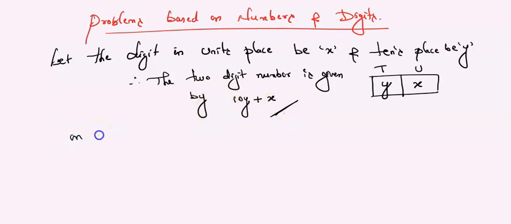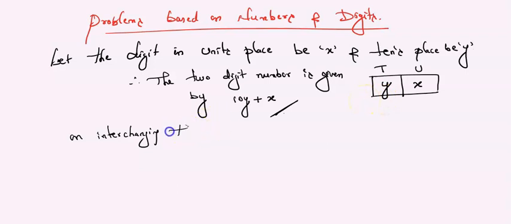Now on interchanging, they will give you this case. In this type of problems they will give you this word. Remember this. Interchanging means we are changing the positions. Once we change the position, what happens to these digits? When you change the positions, what difference do you see in the digits?